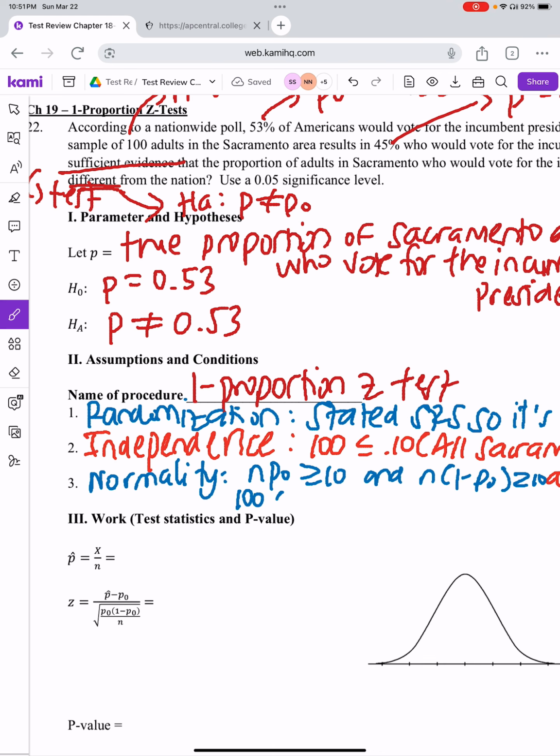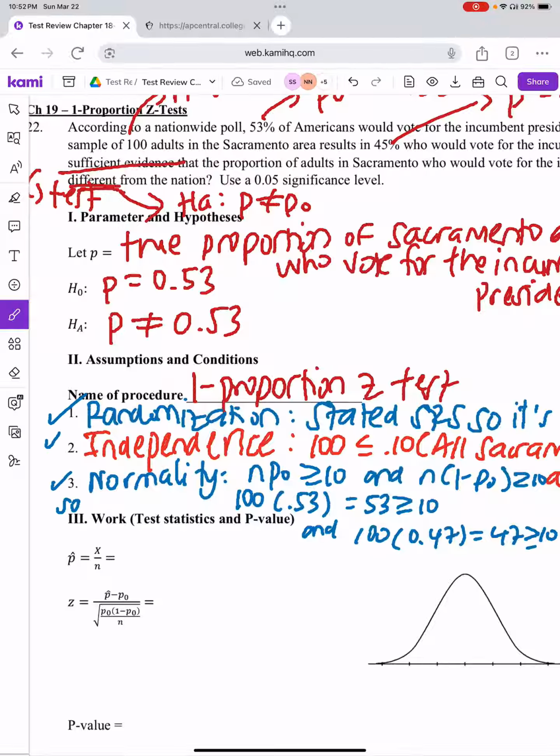It's 100 times 0.53, which is 53, and that's bigger than 10. And 100 times the complement, which is 0.47, that's 47. That's bigger than 10 as well. So check, check, check. So it's normal. It's independent, etc. So p hat is 0.45, just so we're clear, that's just 45 out of 100. If you were to do this on your calculator, x is just 45.